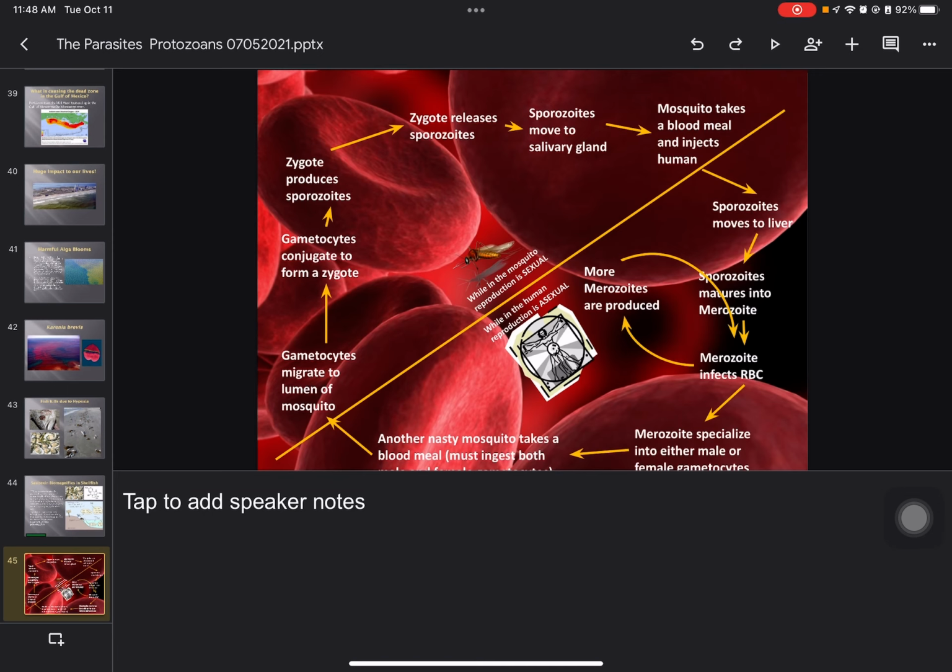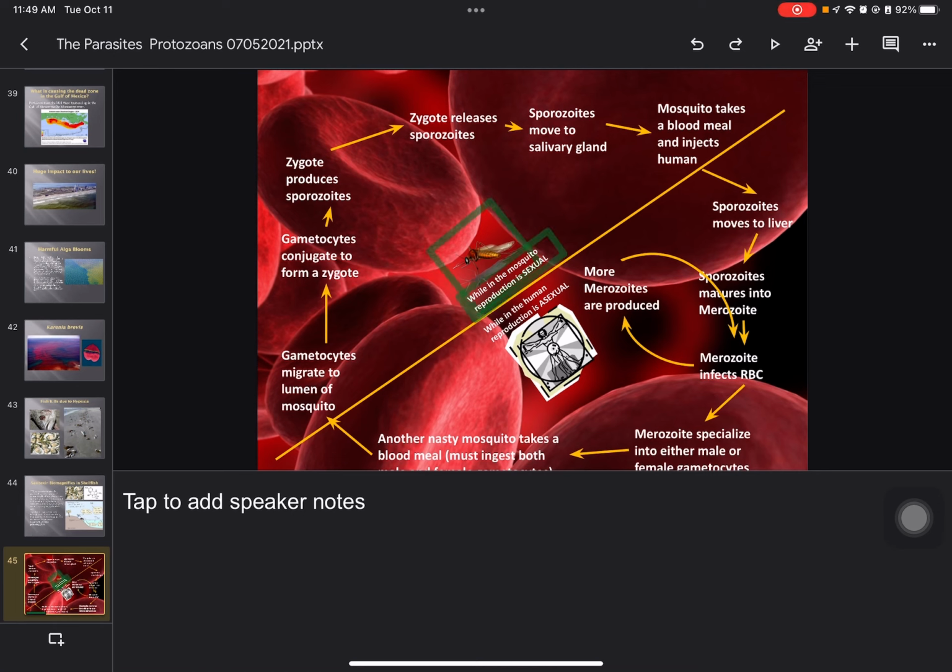So let's talk about the malaria life cycle. So there are two parts of the malaria life cycle. One of them occurs in the mosquito, that's the sexual cycle. The other occurs in the human, that's the asexual cycle. It's a cycle, it can happen anywhere. So this is the life cycle I need you to know for the exam.